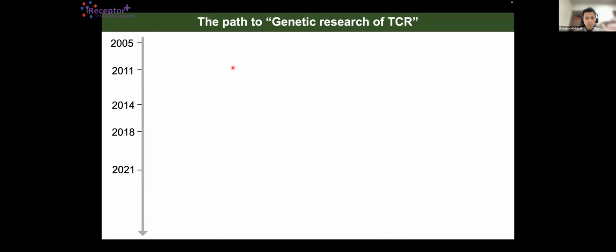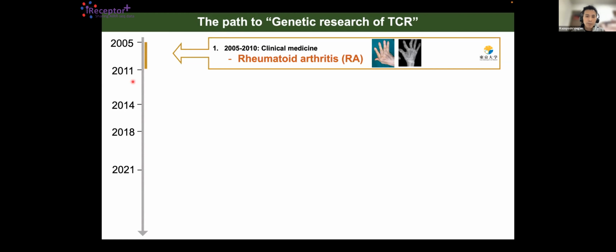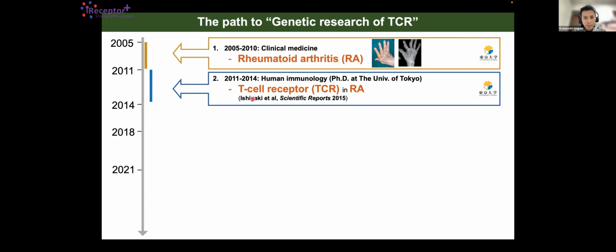Okay, let me start. First, I'd like to start my talk explaining how I came up with this research idea using my career path. My background is as a medical doctor. I was trained as a clinical immunologist, and my specialty is rheumatoid arthritis. Rheumatoid arthritis is an autoimmune disease in which the immune system destroys joints, and the patient suffers from joint disabilities. During my PhD training, I conducted TCR study from samples from RA patients.